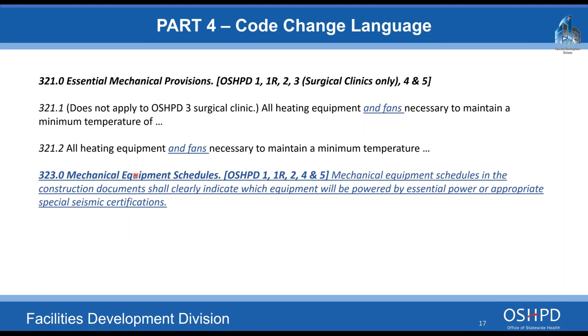Same thing with 320.2. And 323, what we're looking for here is we're giving some direction to the mechanical engineers of record, saying on the schedules, please include which items need to be on essential power and OSP seismic certs that are required for different pieces of equipment. Even in reviewing our projects, typically we've got to go into the electrical drawings to see that these are specified correctly for essential power. Sometimes it's in the specs. It's not always clear in the drawings. This will make it clear for everybody using the drawings. Next slide, please.